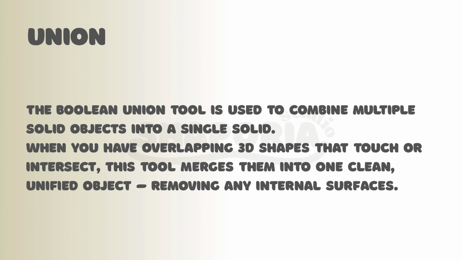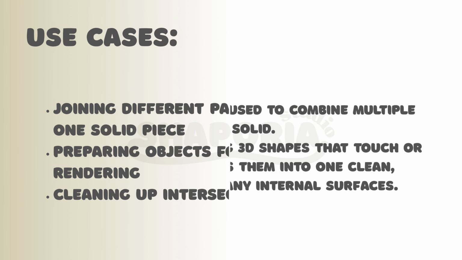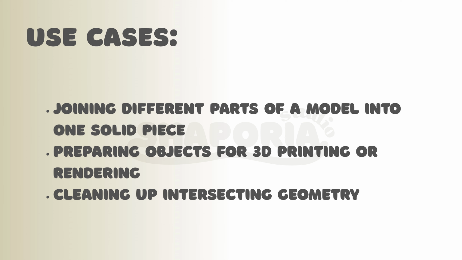The Boolean union tool is used to combine multiple solid objects into a single solid when you have overlapping 3D shapes that touch or intersect. This tool merges them into one clean, unified object, removing any internal surfaces, joining different parts of a model into one solid piece, preparing objects for 3D printing or rendering, cleaning up intersecting geometry.